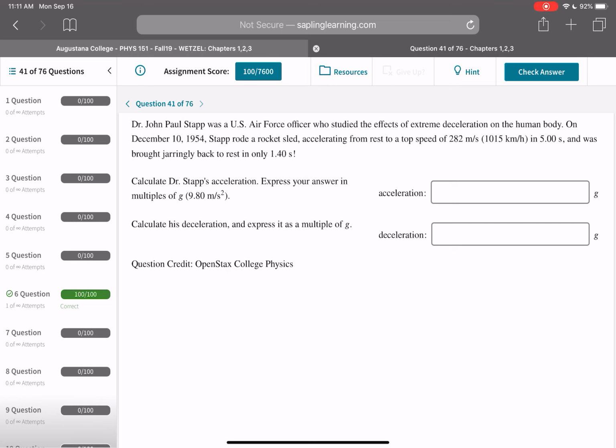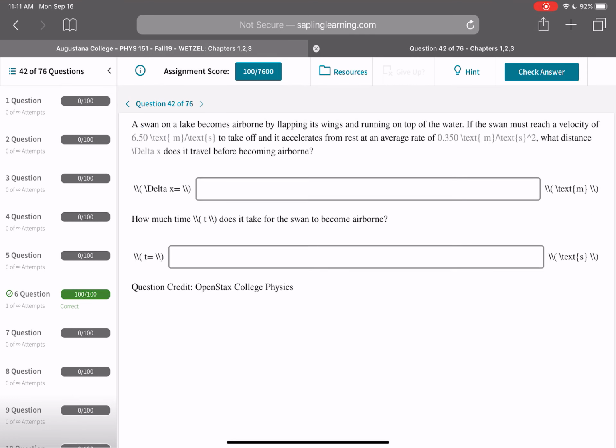Once you get a, you divide by 9.8 to get it in terms of g. When you're a fighter pilot, how many g's did you pull? How many g's is your roller coaster? That's the acceleration compared to what you're used to at rest. Calculate the deceleration and express it in multiples of g. Okay, so you go from 0 to 282, 282 to 0. In the first case, it's 5 seconds. In the next case, it's 1.4 seconds. So you'll have 2 accelerations.